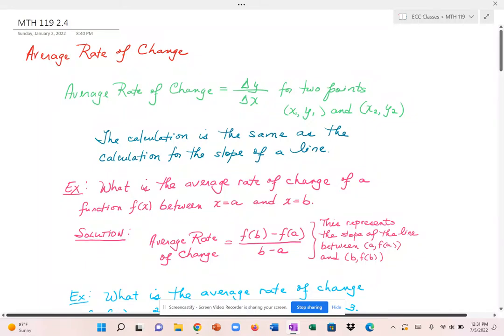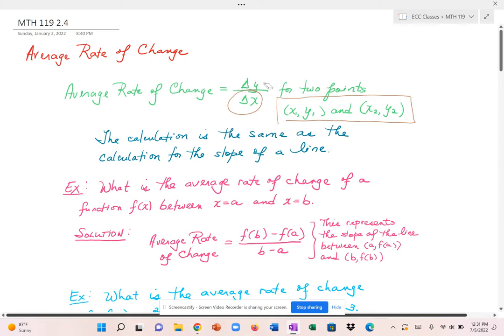Hi, this lesson is about the average rate of change. The average rate of change will be the change in the y values divided by the change in the x values when you are considering the average rate of change over 2 points that I'm calling x sub 1, y sub 1, and x sub 2, y sub 2. It is basically a slope calculation that you may already be familiar with.